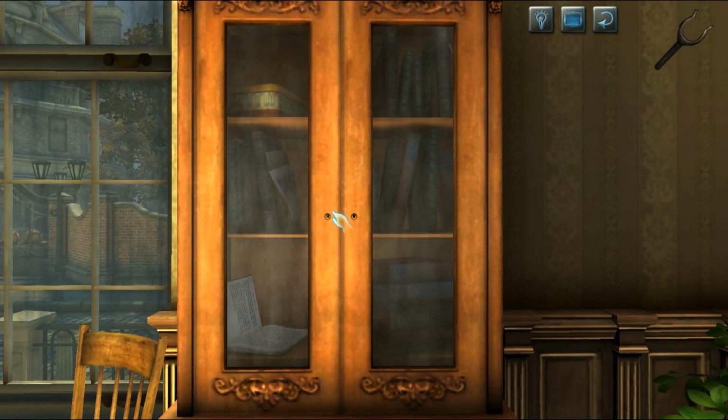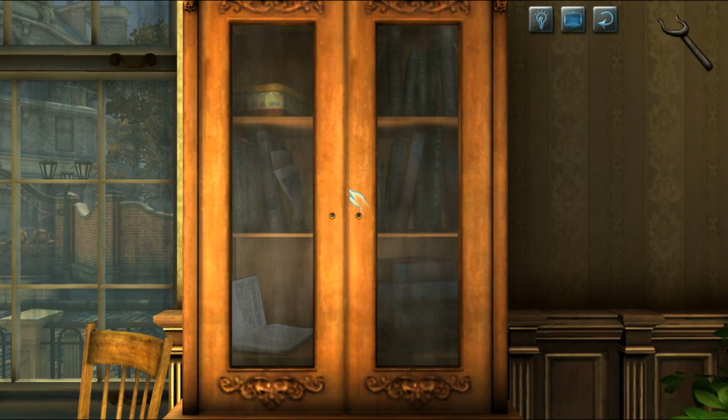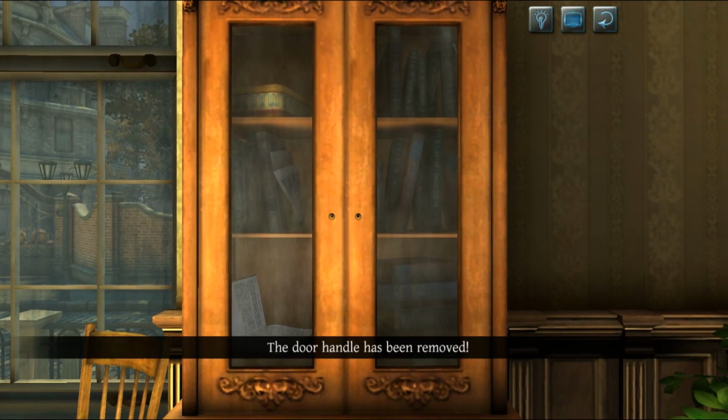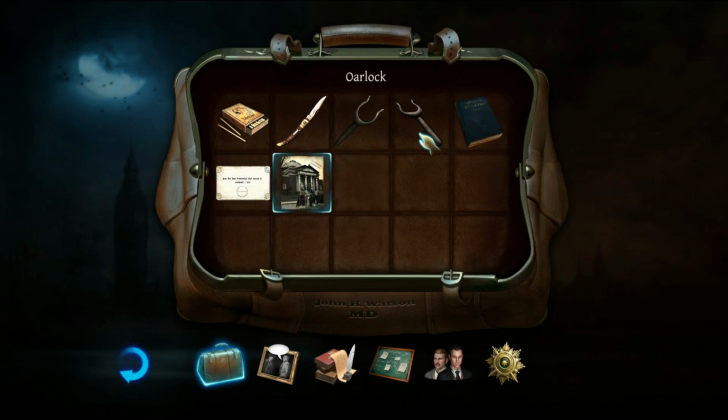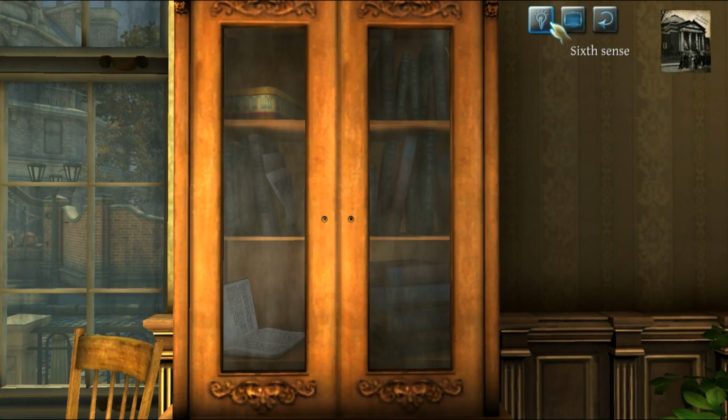The door handles! The door. Oh, actually, I thought we could use that to combine information, but apparently not.